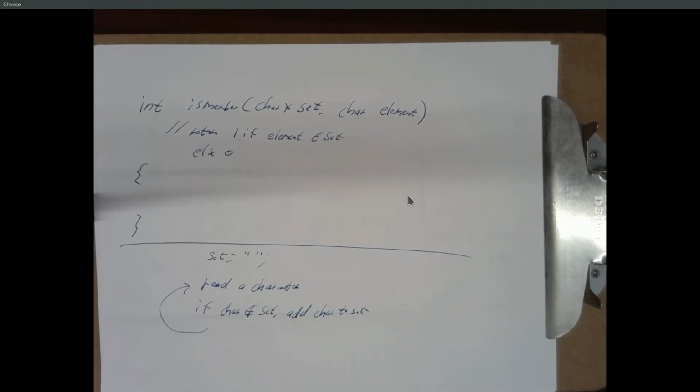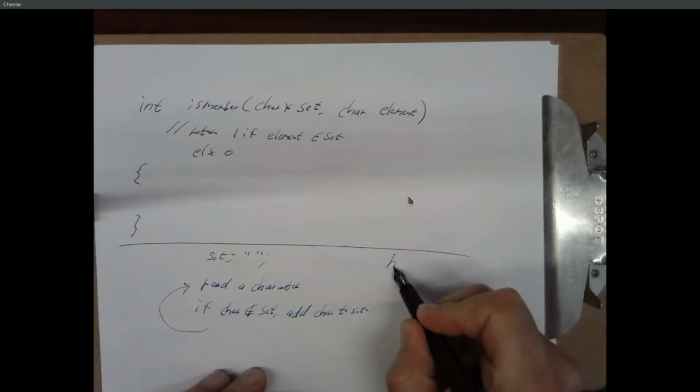You can do that using the strcat function, or you can just do it by adding it to the end of the array. It's one statement either way, but you've got to think about exactly how you're going to do that logic. So read a character. If it's not in the set, add it to the set. That's how you condition your input.